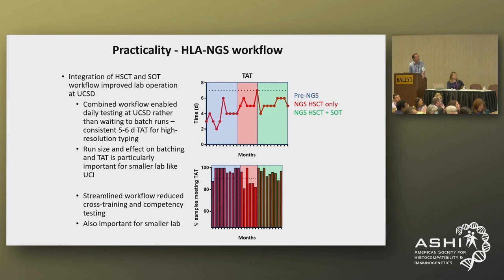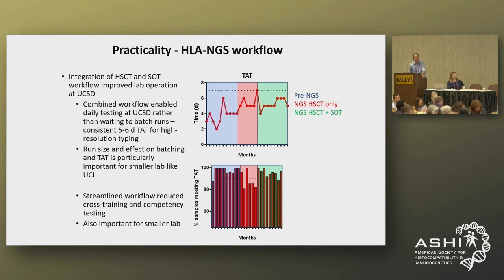in our low-res SOT workflow actually improved lab operation and cost. The graph on the top shows the average turnaround time for high-resolution typing. The area in blue is historical, using SBT. The area in red is when we were doing NGS for only high-res typing. And in green is when we added solid organ transplant to our workflow.